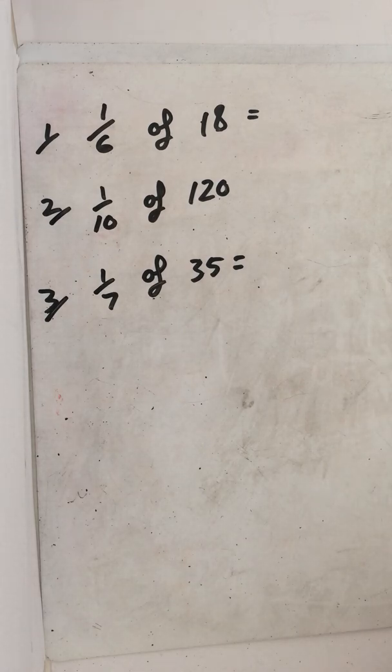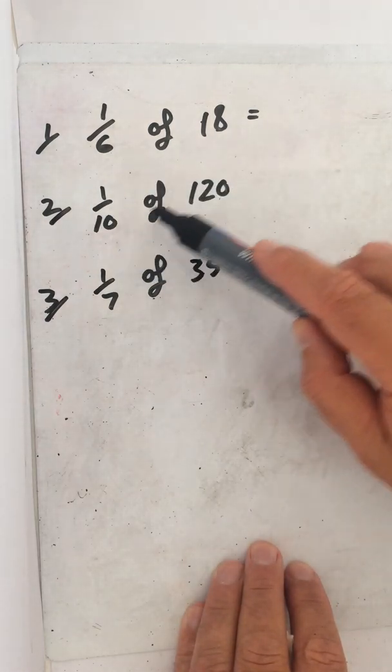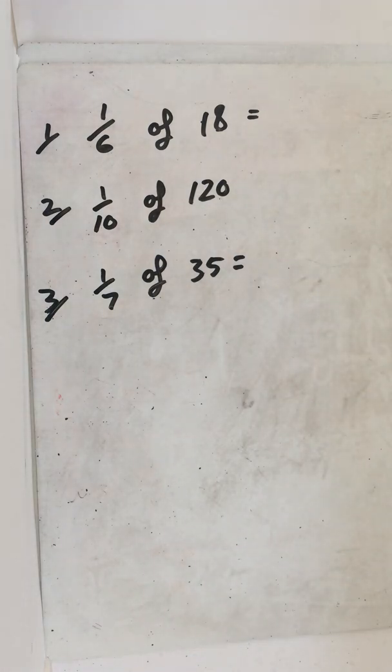So could you do just those first 3, please? 1/6 of 18. So how many 6's are in 18? Pause the video while you do that. Write the full question, not just the answer, please. Okay, and then press play when you're done.